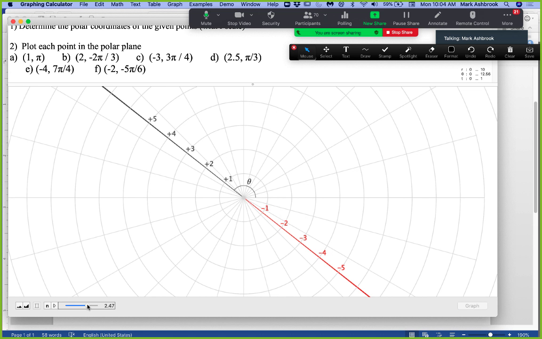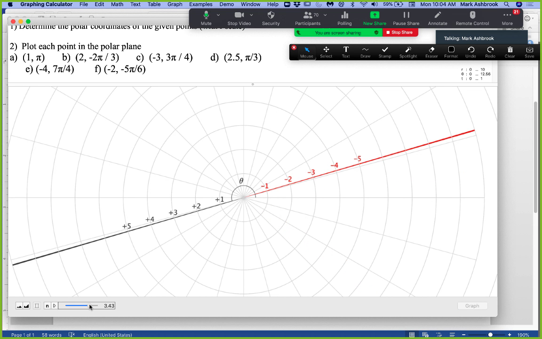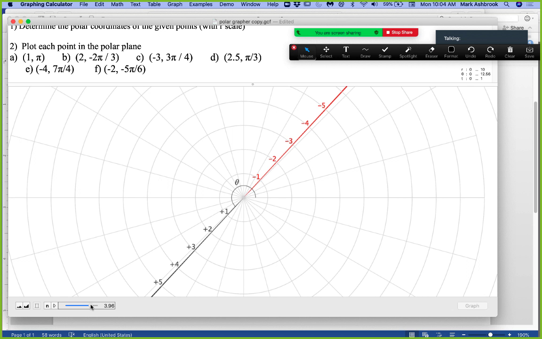So a negative r value means go in the opposite direction, like the red direction. So here's the angle 3.96. 3.96 radians takes you along this axis here for values of r. So the negative r values would be exactly in the opposite direction, back in the first quadrant. Okay, that's negative r values.